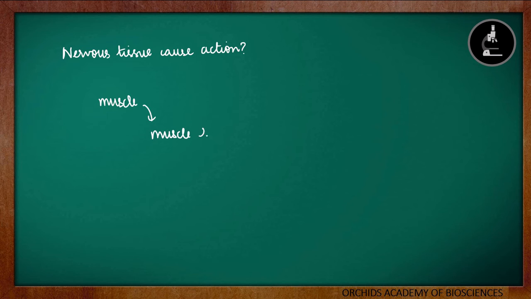So far we have seen about the nervous system. Now let us see how these nervous tissues cause the action. We know that these actions or movements in our body are performed by our muscle cells, and the muscle cells are made up of muscle fibers, which are further made up of muscle proteins. The proteins are capable of changing their shape as well as their arrangement.